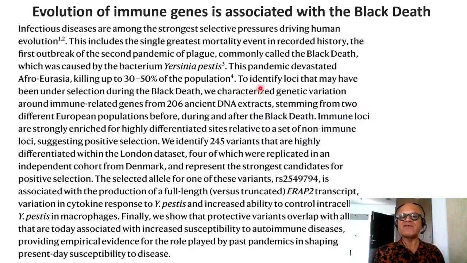selection. To identify loci that may have been under selection during the Black Death, we characterized genetic variation around immune-related genes from 2006 ancient DNA extracts stemming from two different European populations before, during, and after the Black Death. This is very critical. To understand the impact of Black Death, you need to know the loci of these genes before the Black Death, during the Black Death, and after the Black Death.